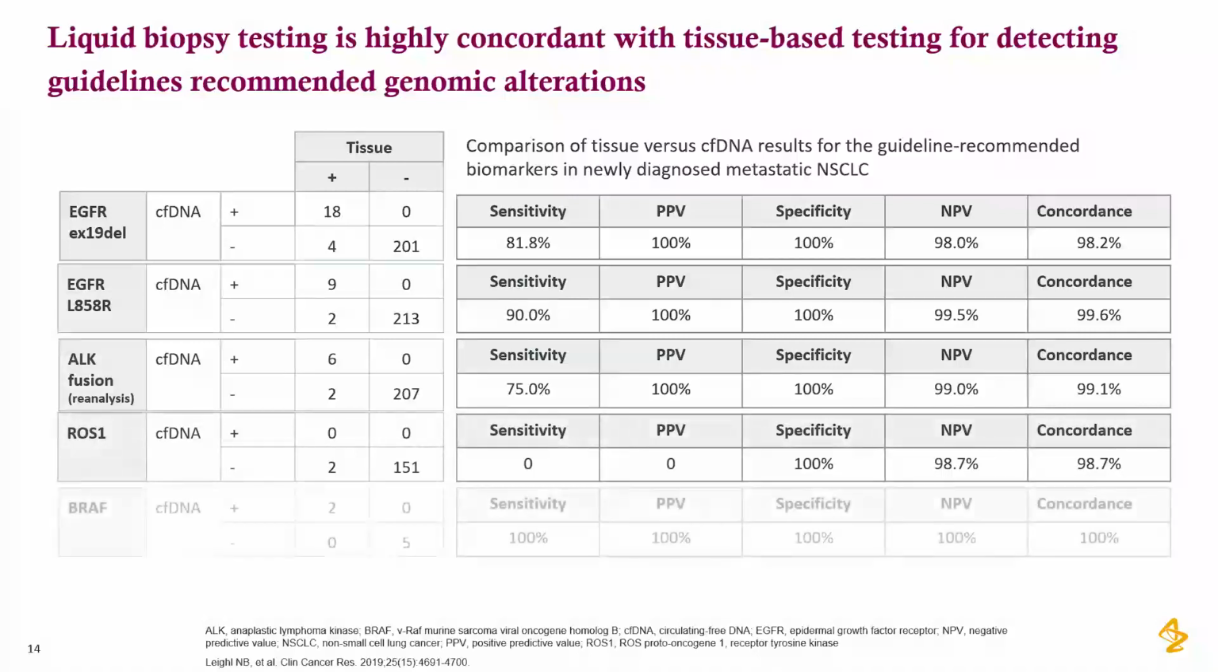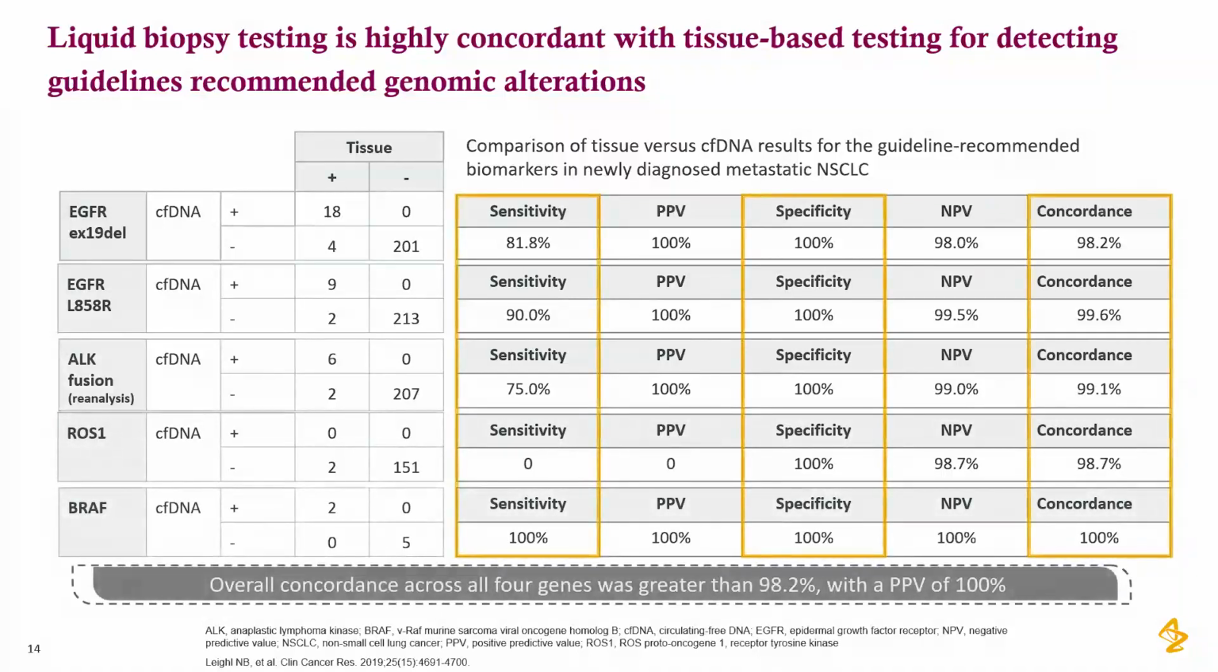Here the picture shows the high concordance rates between the liquid biopsy ctDNA sample and tissue-based sample for detecting the biomarker mutations. One is the sensitivity, if you observe, so overall concordance across all 4 genes: EGFR exon 19 deletion, EGFR L858R, ALK fusion, and RAS and BRAF. For all 4 genes, the concordance rate with liquid biopsy is more than 98.2%, with a positive predictive value of 100%. Next slide, please.